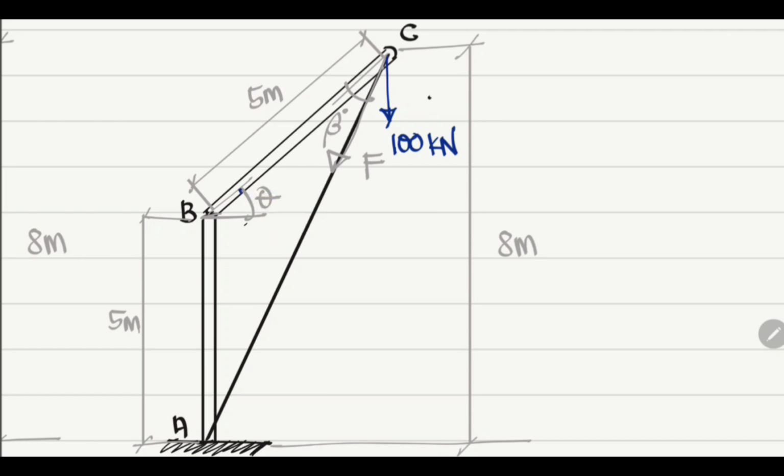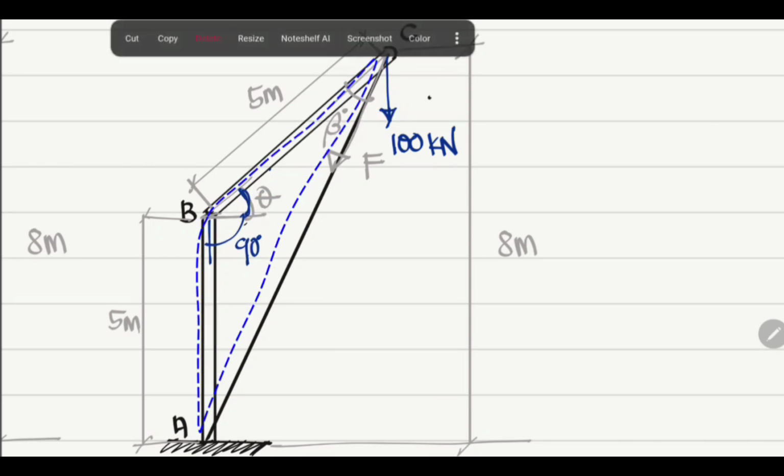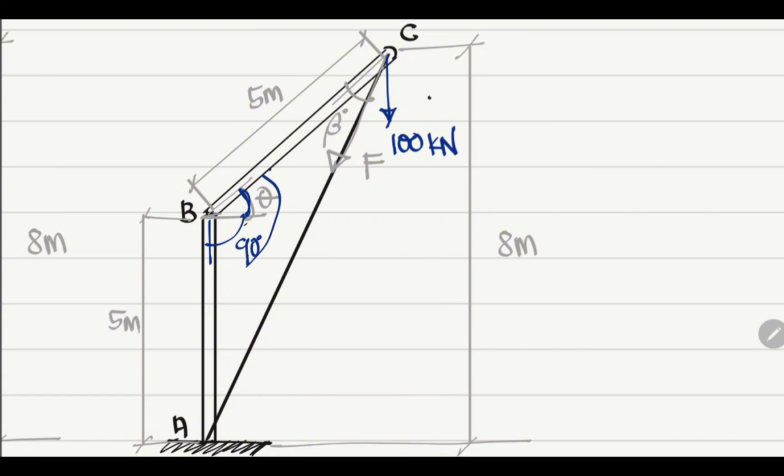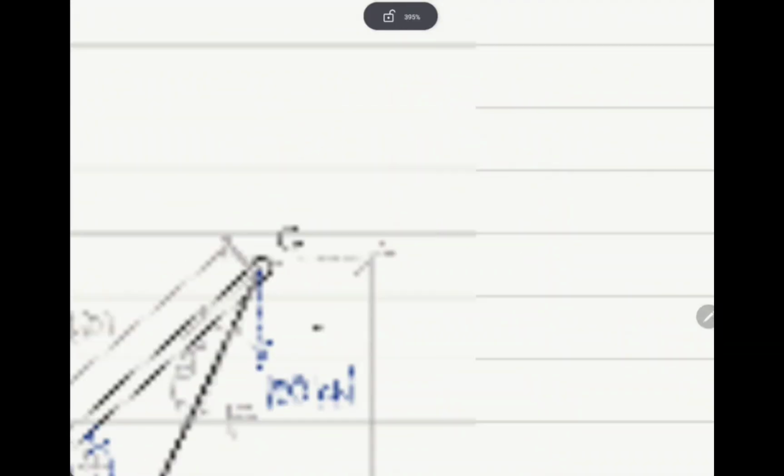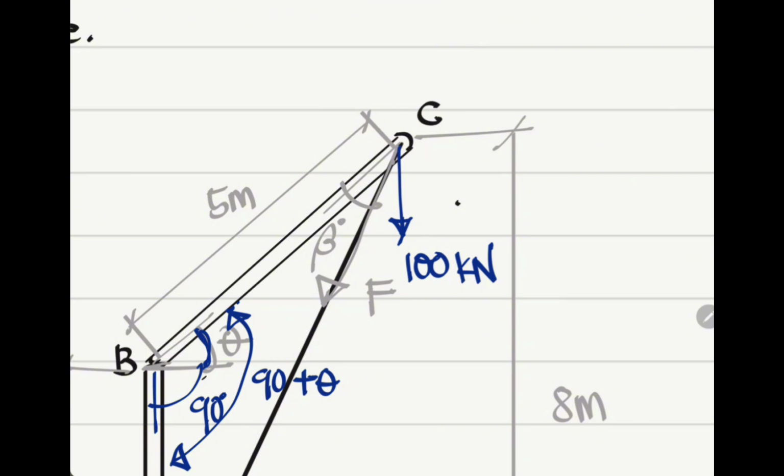When this is theta, obviously from the figure, this is 90 degrees. So considering this triangle, the included angle is equal to 90 plus theta. To get theta, we take the sides of this triangle to get angle theta.